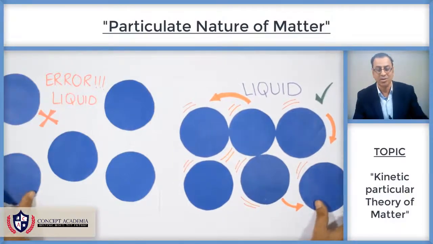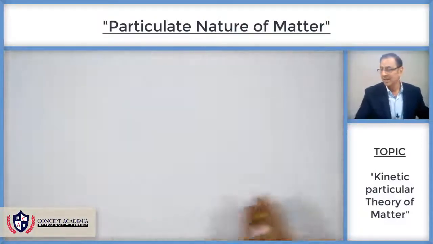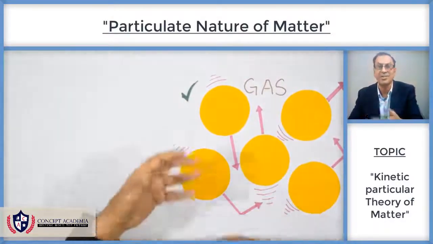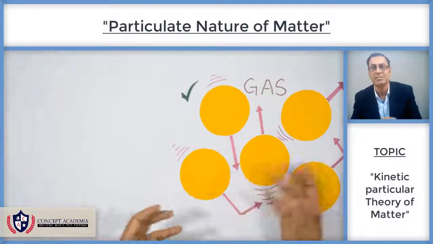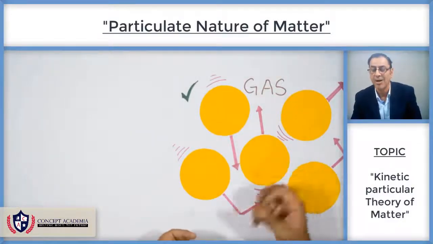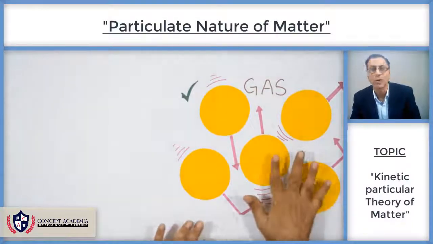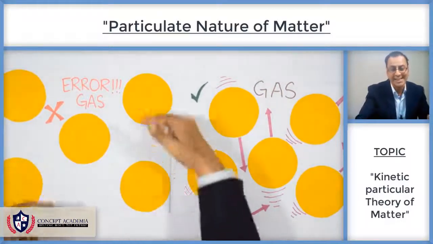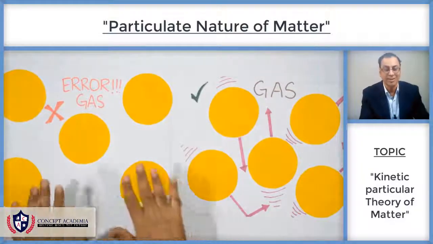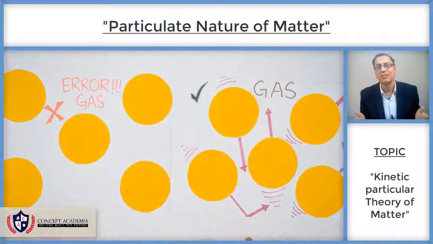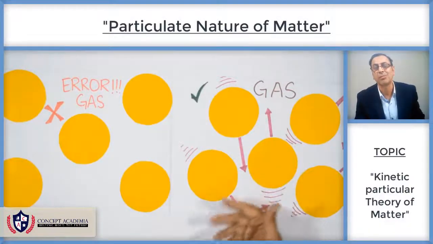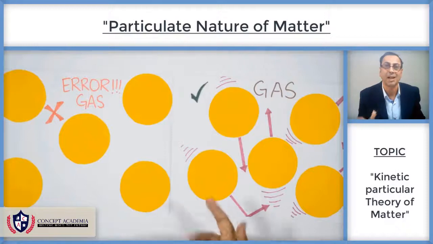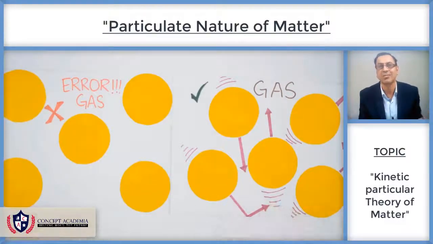And in the case of gases, the particles must be arranged randomly. There must be chaos in them, a disorder. So this is the right way. But if we show the particles of gases this way, so neatly and orderly arranged, this is wrong. So we should take care, because in the exam this is asked, to show the model of gases, liquids and solids according to the kinetic particle theory. So we must take care of these things.